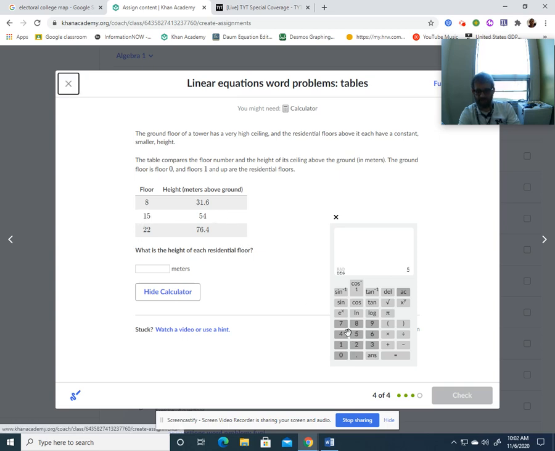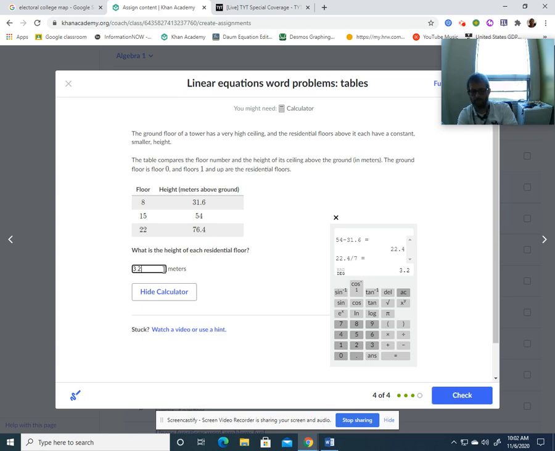What is 54 minus 31.6? That's 22.4. So this was 22.4. This was also 22.4. Now we're changing that every 7. So we're going to take that change divided by that change to figure out the rate. So we're going to divide that by 7. And we're getting 3.2 meters per floor.